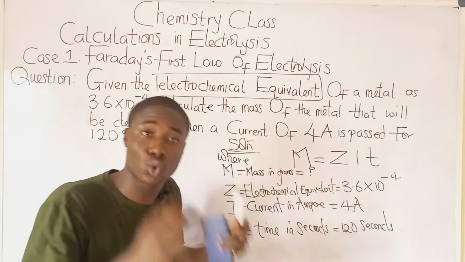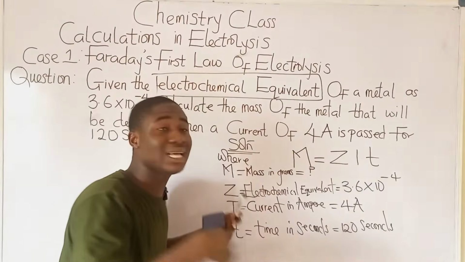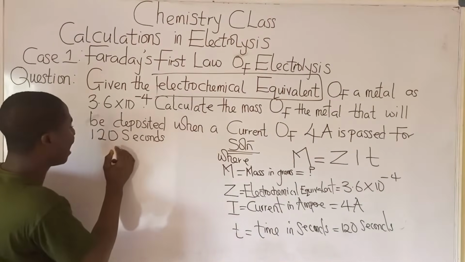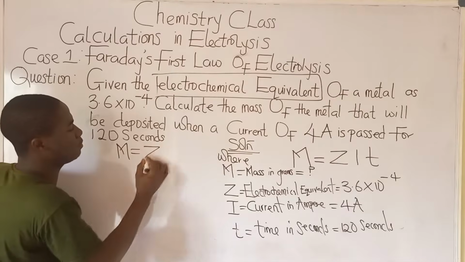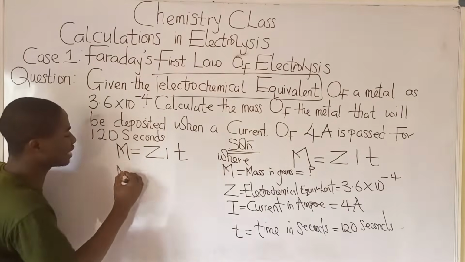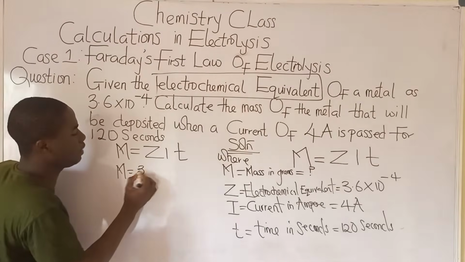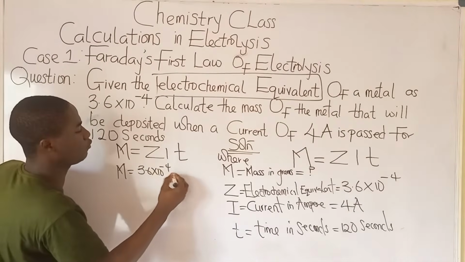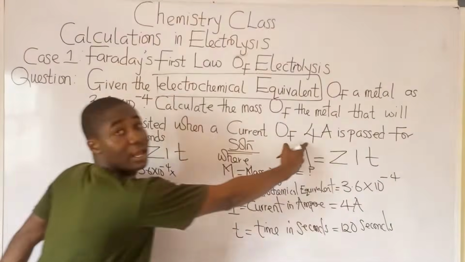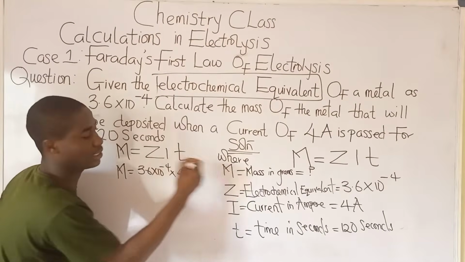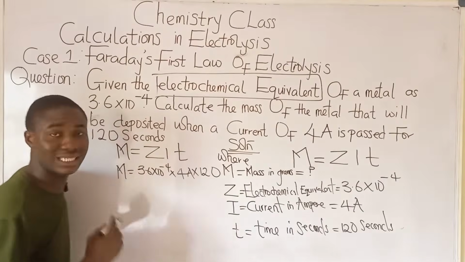So for instance, if the time given in a question was in minutes, we have to convert to seconds. If it was in hours, we have to convert to seconds. Whereby we simply write the formula again, which is M is equal to ZIT. What is our mass we are looking for, in grams? Our Z, the electrochemical equivalent, is 3.6 times 10 to the minus 4, times our I, which is current, 4 amperes, times our T, which is time, 120 seconds.